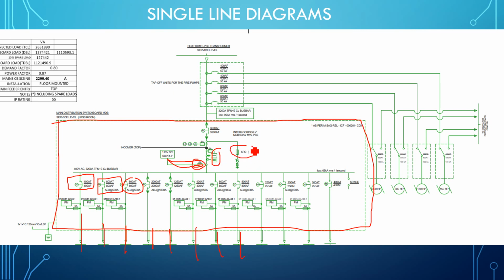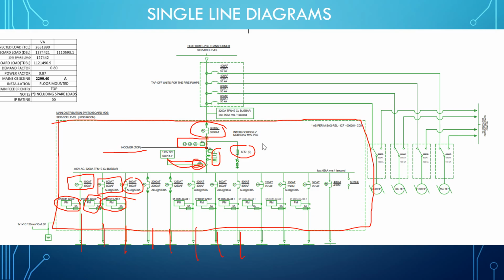We have the surge protection device here. Here are the voltmeters, showing line 1, line 2, line 3 voltages. Here we have the incomer from the top, and here we have a motorized ACB. This is an air circuit breaker, and in each circuit we have one kilowatt hour meter, showing how much power is passing through. So this is how you have to read the single line diagram.